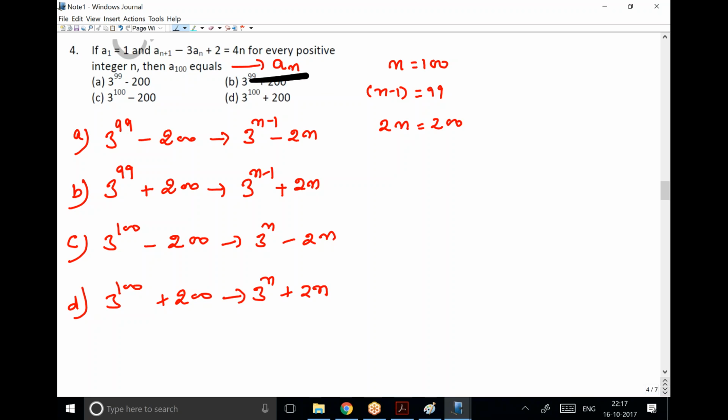So in the place of n, if we put 1, it has to be equal to 1. So let's put 1 in the place of all these numbers. If we put n is equal to 1 here, you can see this comes out to be minus 1, right? Because 3 to the power 0 is 1. So if you put 1, it comes out to be minus 1.